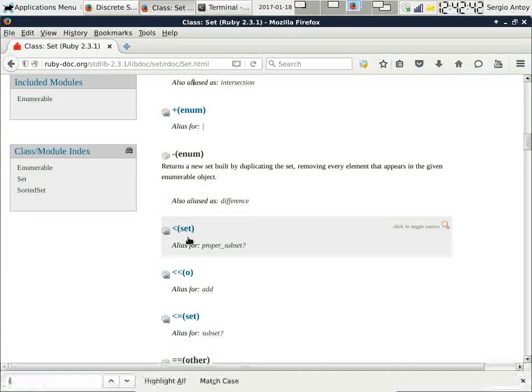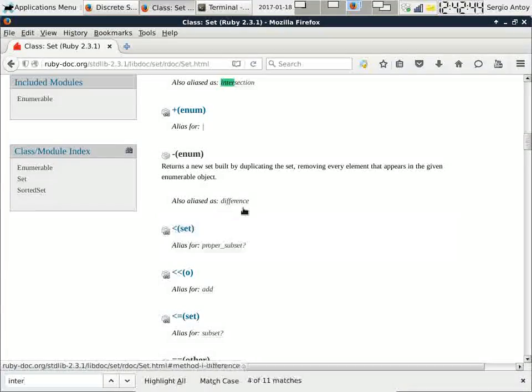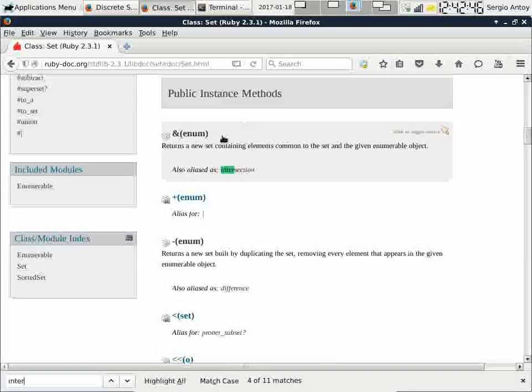So let me look for intersection. Okay. Intersection is this ampersand. This is intersection. And plus is union. All right, and you also have this difference with minus. So you see how the concepts that we learned here, you find them in a programming language?